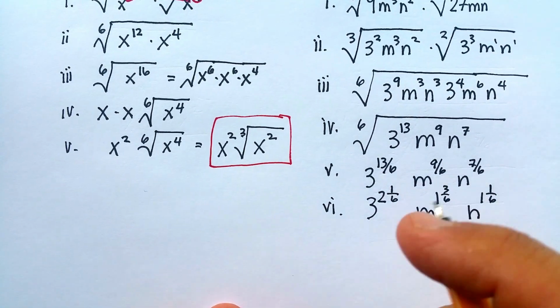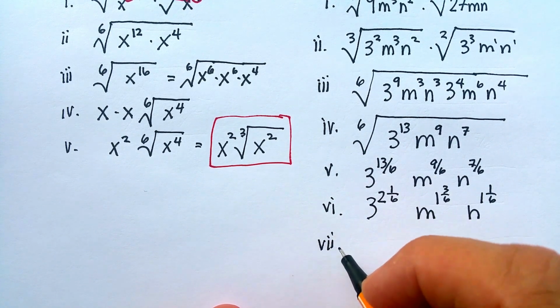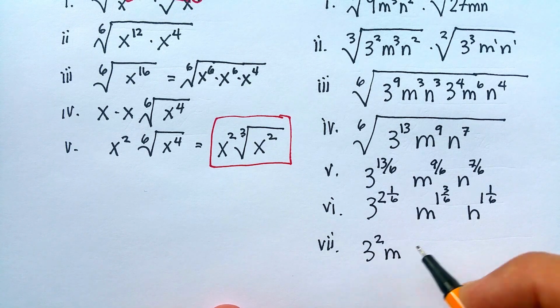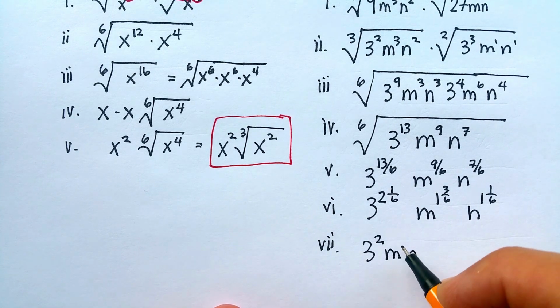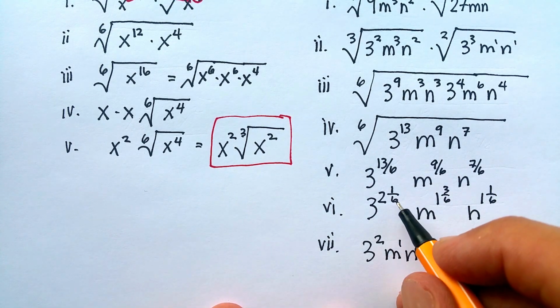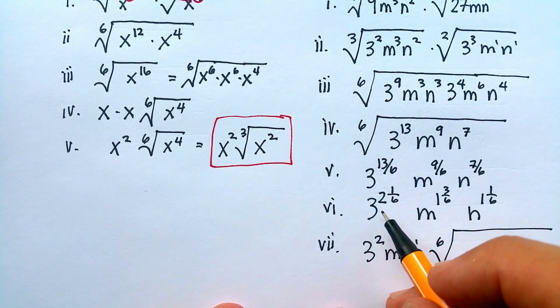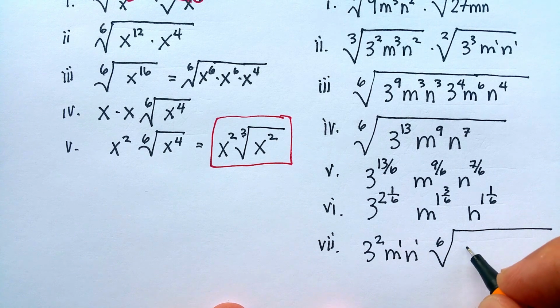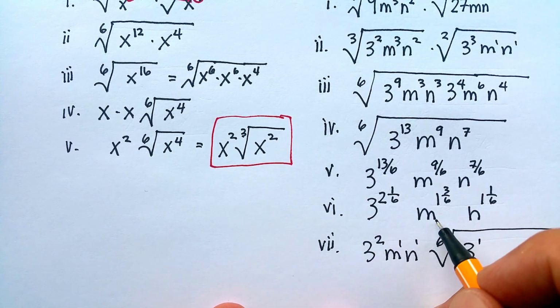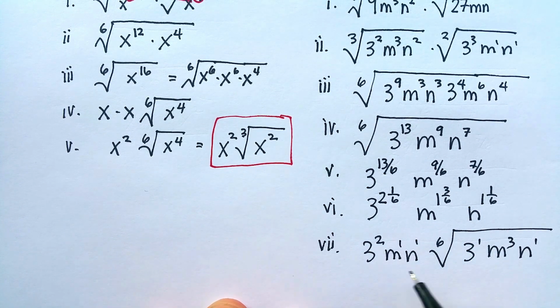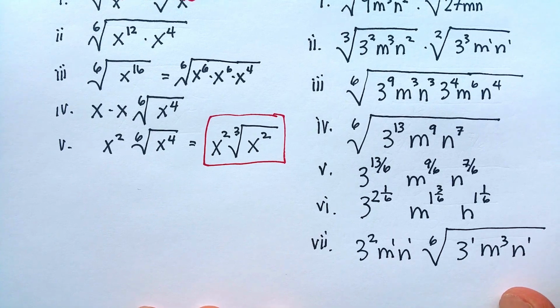Whole numbers go outside. So 3 squared, m to the 1st, n to the 1st, and then the index is 6, so those go all back under, and I have 3 to the 1st, m to the 3rd, and n to the 1st, and that would be your answer.